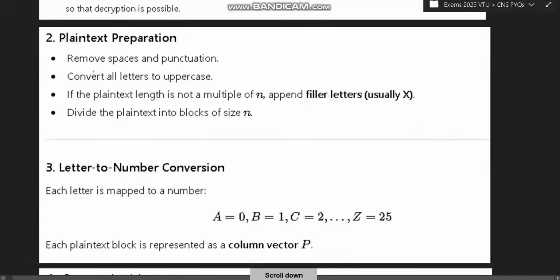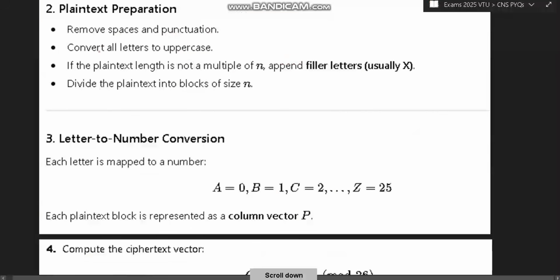Next, plain text preparation. Remove the spaces and punctuation, like in the safe messages. Just like we saw, SAFE MESSAGES was here, right? So here we remove the space, and whatever punctuation is there, remove that. Convert all letters to uppercase, so that it will be A and B, not lowercase. It will be a standard one. Next, if plain text length is not a multiple of n, append filler letters, usually X.